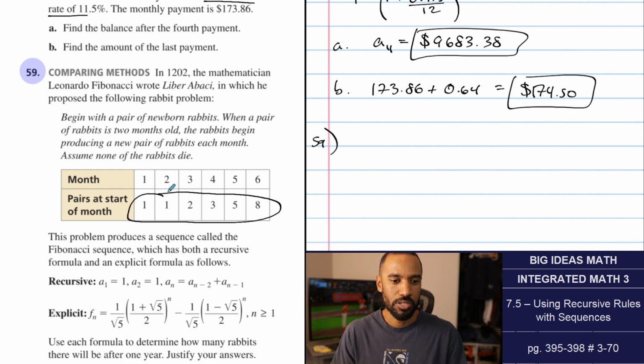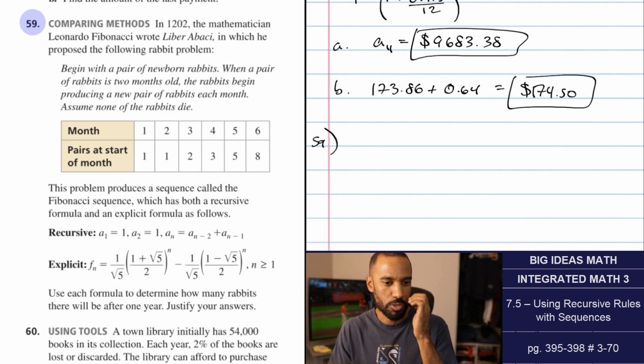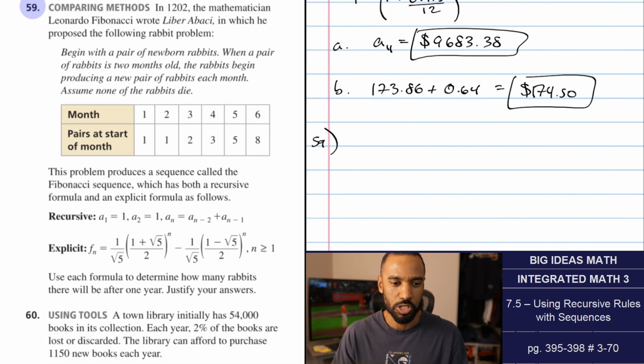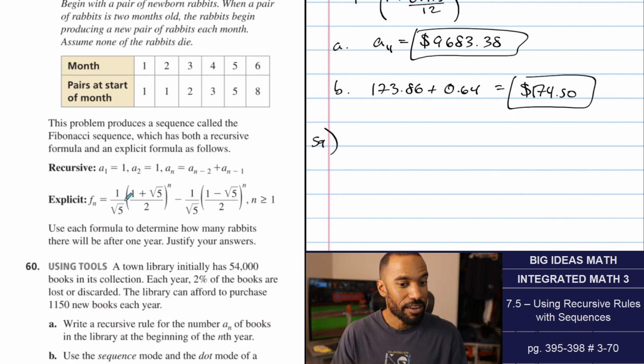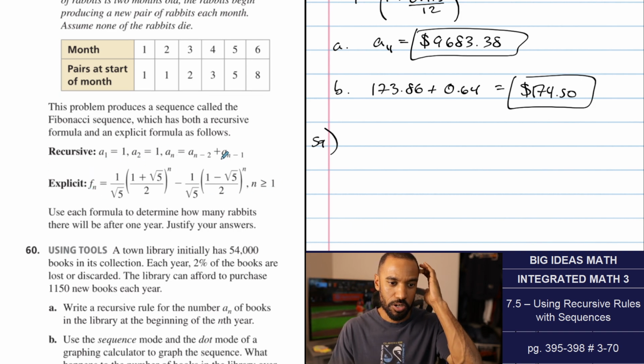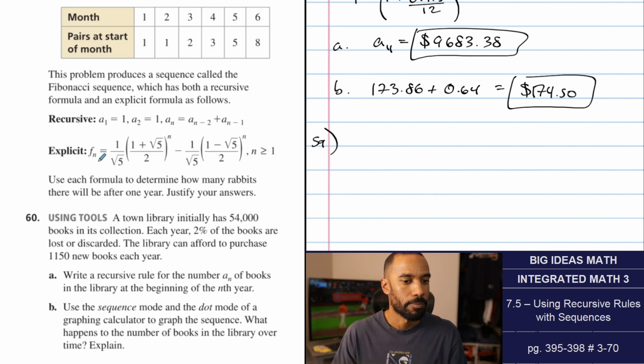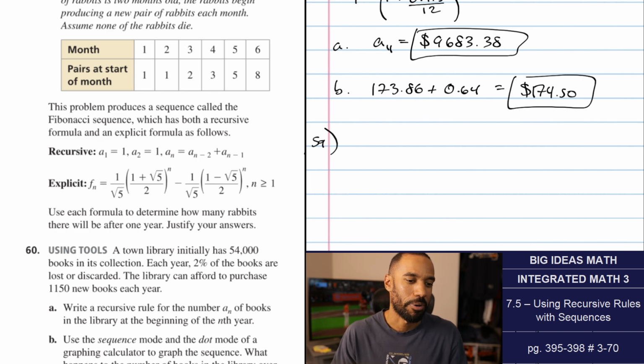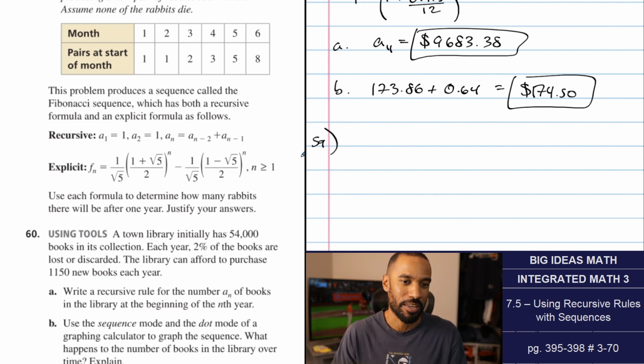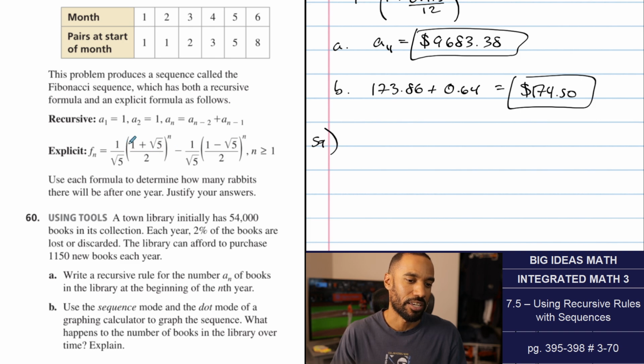The problem produces a sequence called the Fibonacci sequence, which has both a recursive formula and an explicit formula as shown. Oh, I never knew the explicit formula, and I still don't. That is crazy looking. Wow. I do know the recursive formula very well. I didn't know there was an explicit version. Use each formula to determine how many rabbits there will be after 1 year. Justify your answer. I guess I could plug 12 into here. I don't know if I really want to, but let's figure it out.